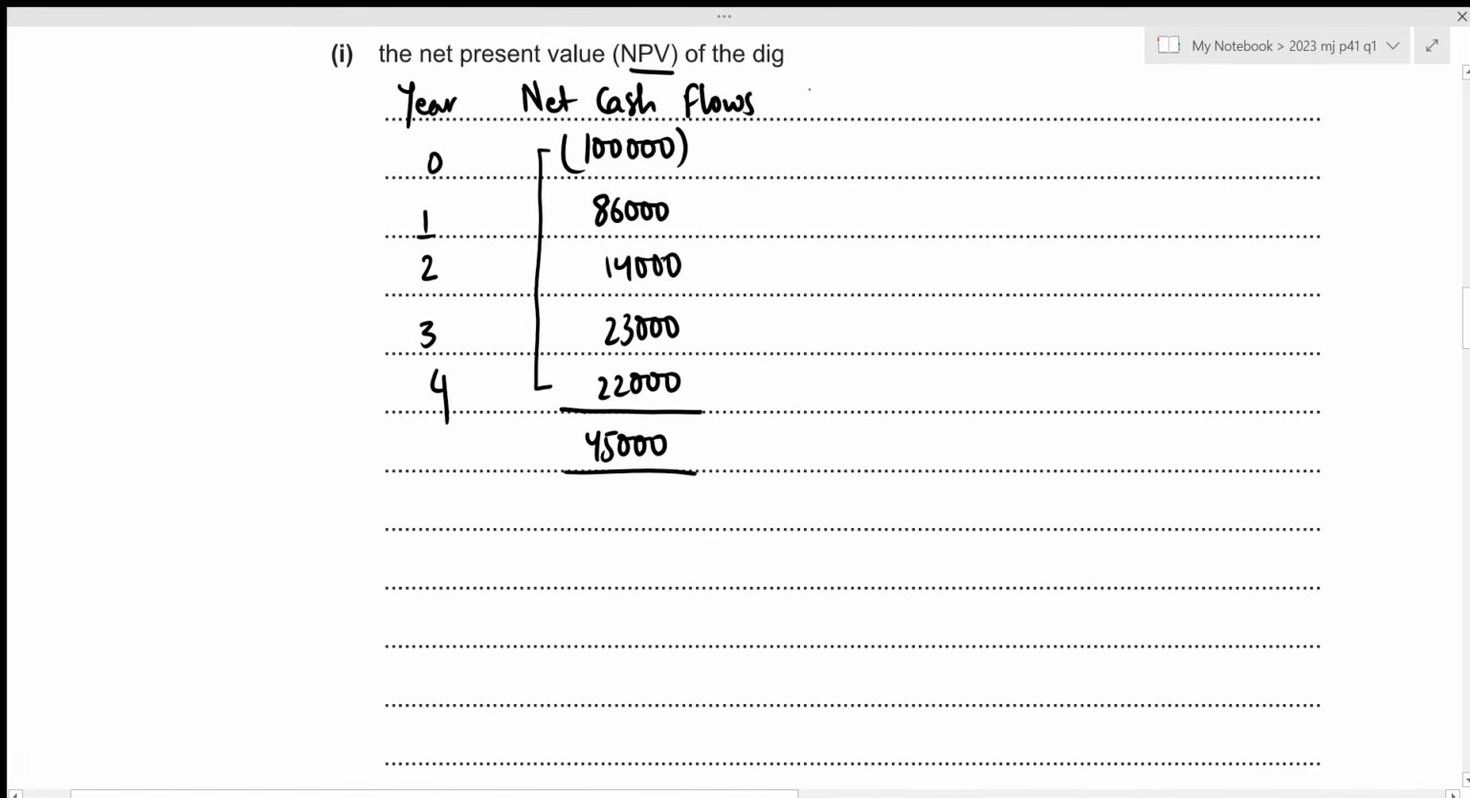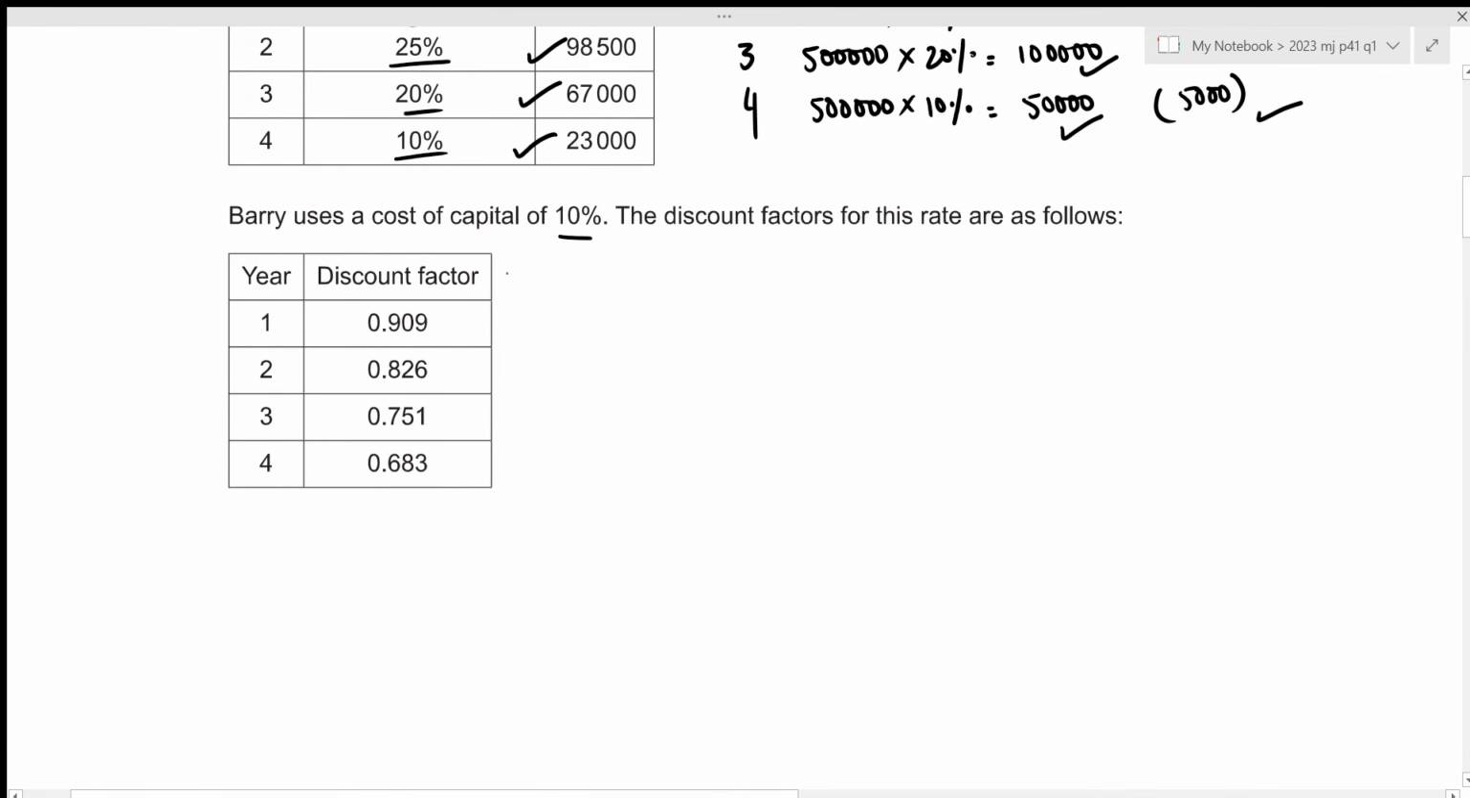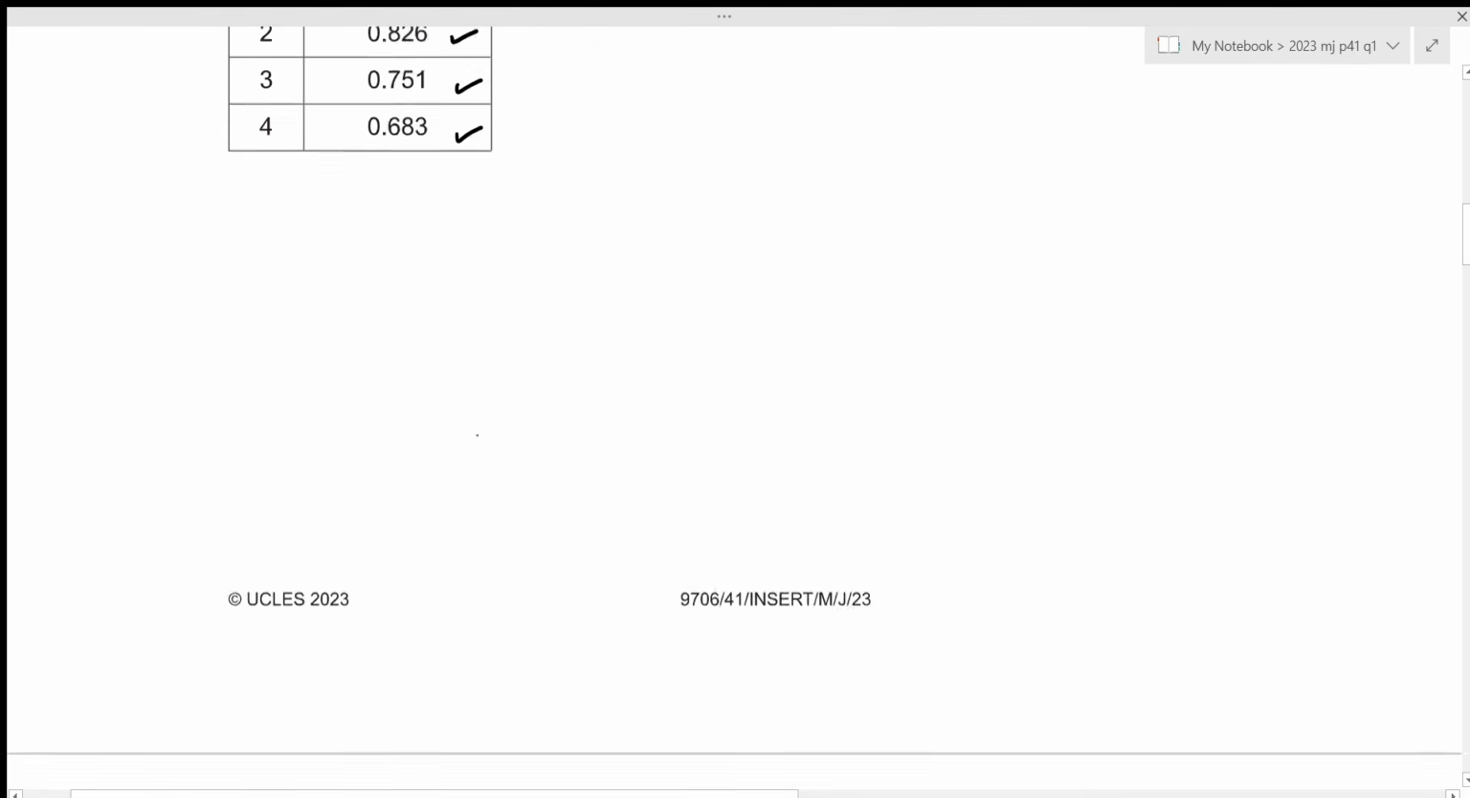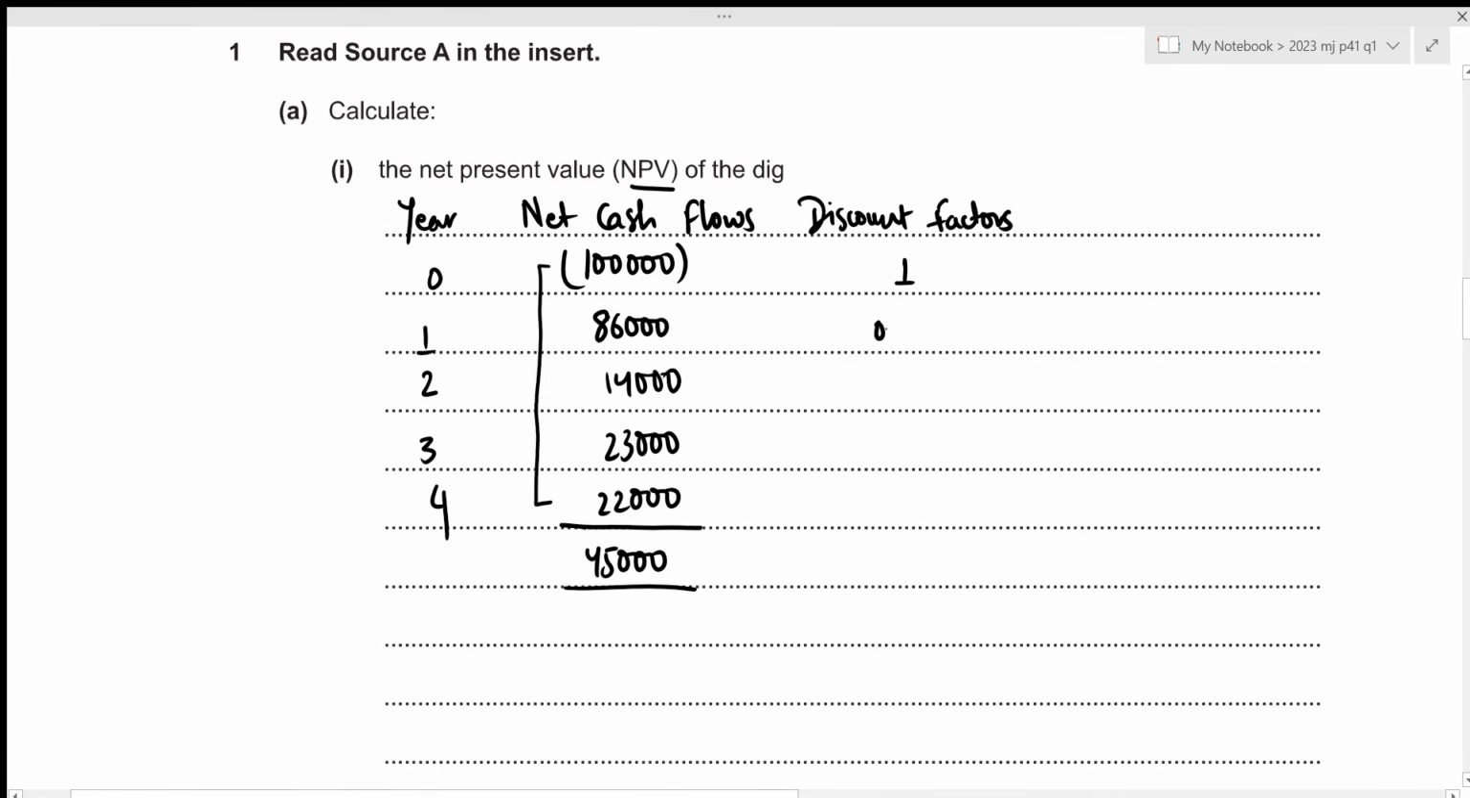Now we just need to write down our discount factors. And always remember that the discount factor for year 0 will be 1 regardless of our cost of capital. In this case, the cost of capital is 10% and the discount factors are 0.909, 0.826, 0.751 and 0.683 for years 1, 2, 3 and 4 respectively. Let's write it down. So for year 1 it was 0.909, for year 2 it was 0.826, for year 3 it was 0.751 and for year 4 it was 0.683.